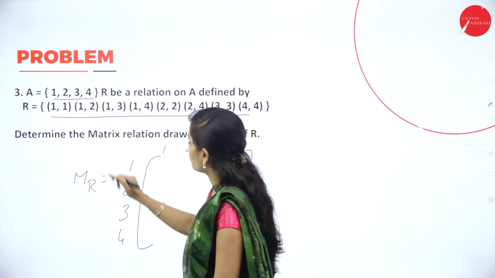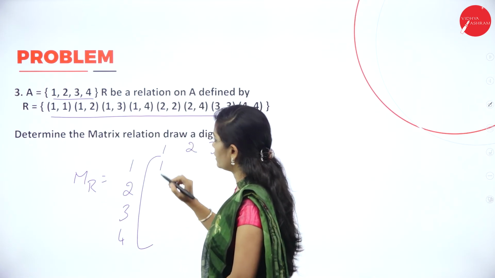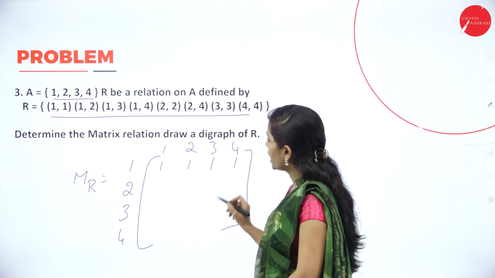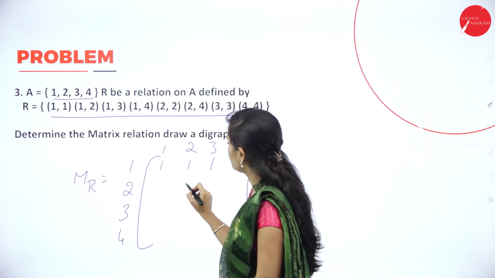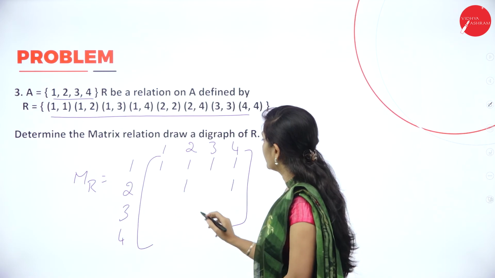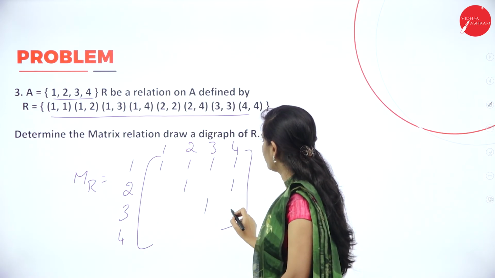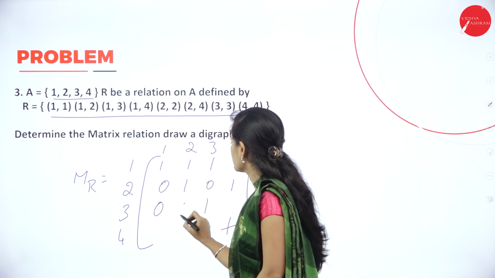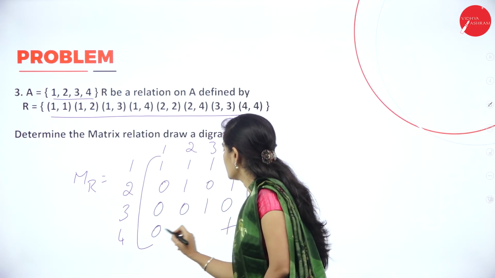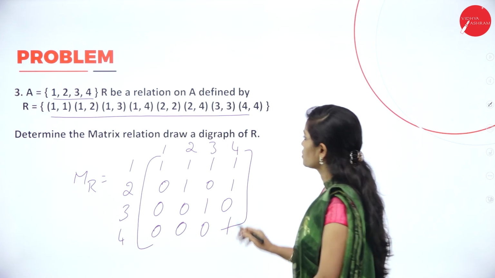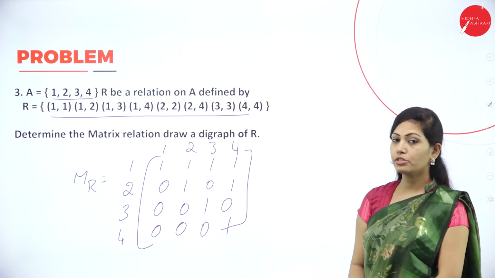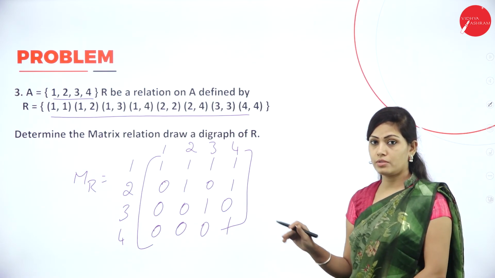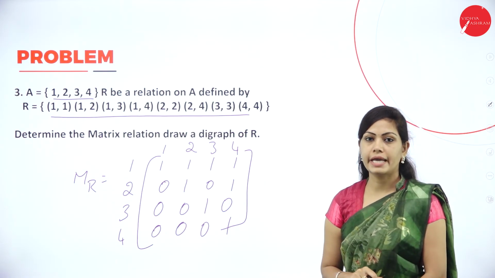So what is the relation? 1 to 1. In place of 1 to 1, I will put 1. And 1 to 2, 1 to 3, 1 to 4. And 2 to 2, 2 to 4, 3 to 3 and 4 to 4. The remainings are 0. So this is your matrix representation for a given relation, and also we have to draw a digraph.